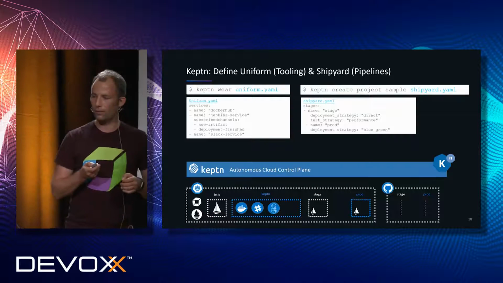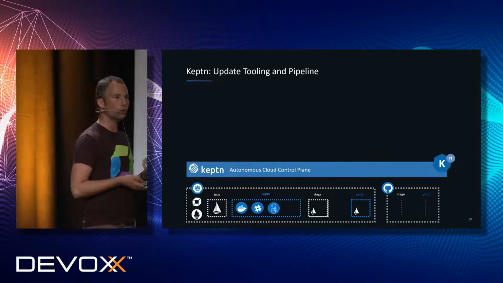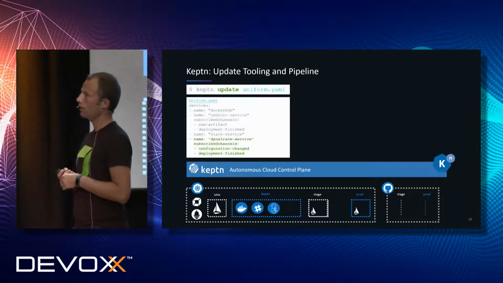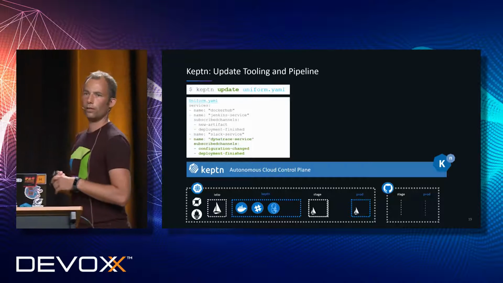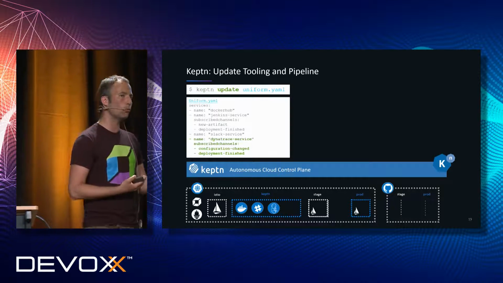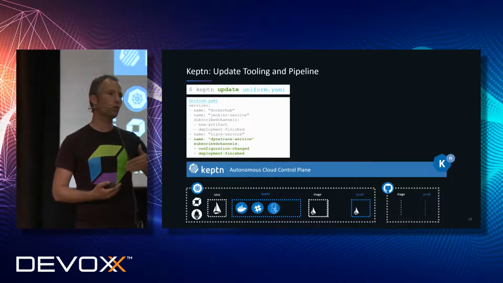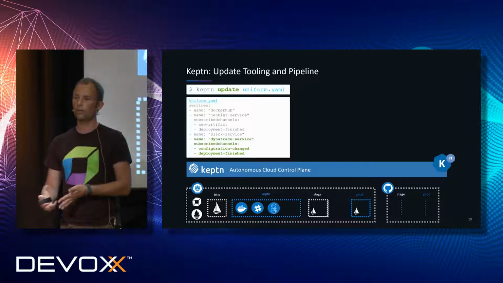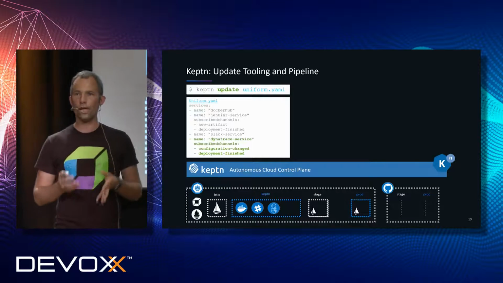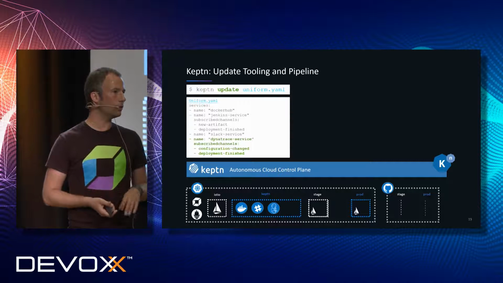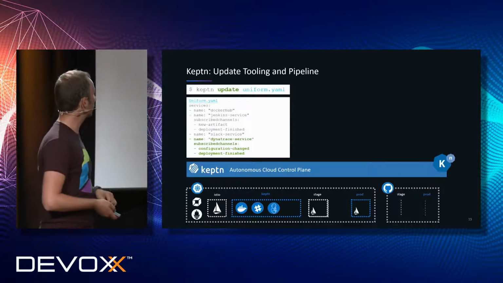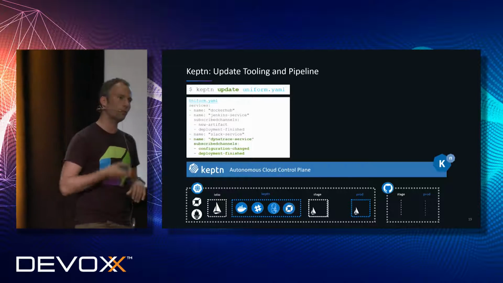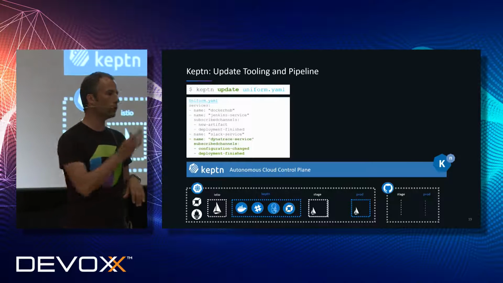Now the cool thing with this is you can also update your tooling and your pipeline. So for instance, one of the problems we wanted to solve: what if you want to use a new tool? What if you have a requirement that you need to include monitoring? What if you need to include a security check tool? What if you need to include a new testing tool? You don't need to change any pipeline code anymore. The only thing you need to do is keptn update uniform. And then keptn will just install these Knative services, and from now on, they will be called and triggered when you push a new artifact through.